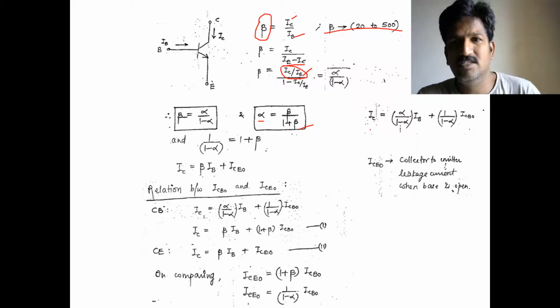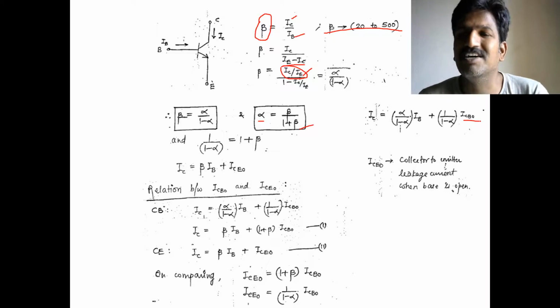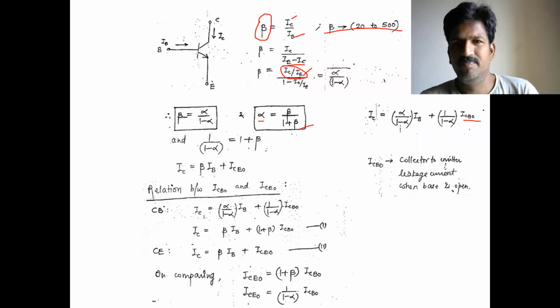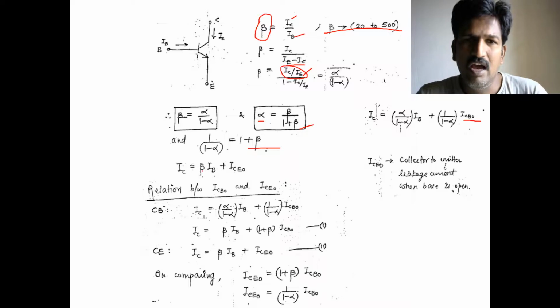You know IC is equal to alpha divided by 1 minus alpha times IB, plus 1 divided by 1 minus alpha times ICBO. What is ICBO? ICBO is the collector to base leakage current. When the collector to base is reverse biased, you might have some current, though you are not applying any voltage between emitter and base. According to this, 1 by 1 minus alpha is equal to 1 plus beta.